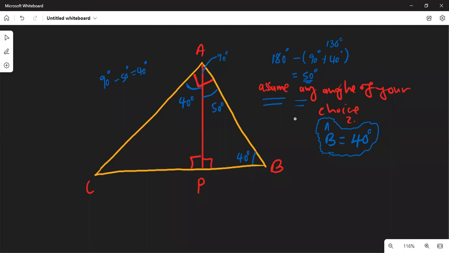The same thing is going to happen here at angle C. We now know this is 40 degrees, this is 90 degrees, but we know that angles in a triangle add up to 180 degrees. So we shall add 90 and 40, which is 130, and subtract from 180 to get 50 degrees. So this angle is going to be 50 degrees.